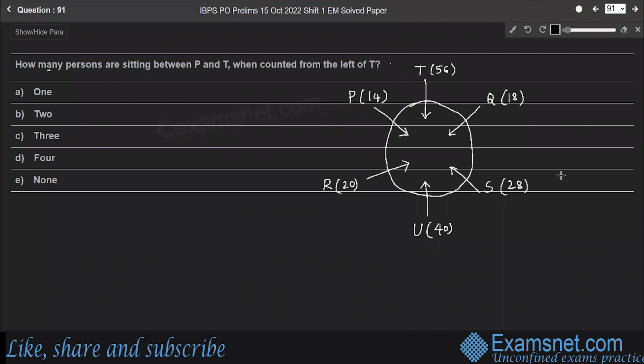Question 91. How many persons are sitting between P and T when counted from the left of T? So when counted from the left of T, that means when counted in clockwise direction. So how many persons are sitting between P and T? There are 1, 2, 3, 4 persons sitting between P and T when counted from the left of T. Therefore, 4. Option D is the right answer.